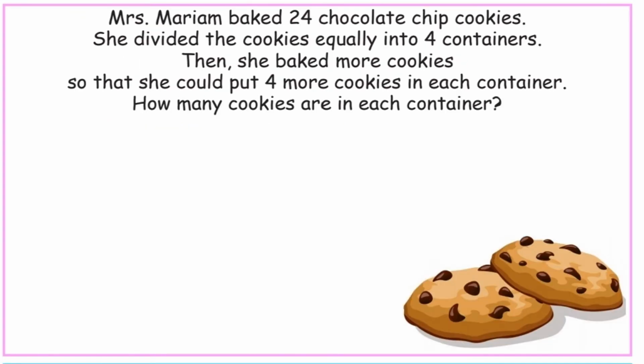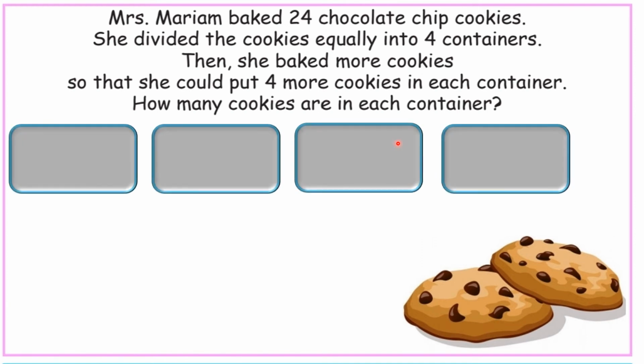Miss Mariam baked 24 chocolate chip cookies. She divided the cookies equally into 4 containers. Then she baked more cookies so that she could put 4 more cookies in each container. How many cookies are in each container?